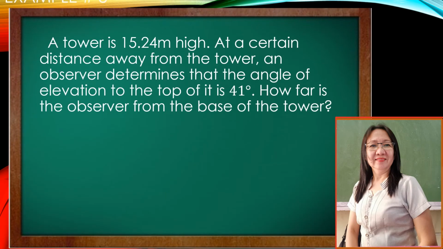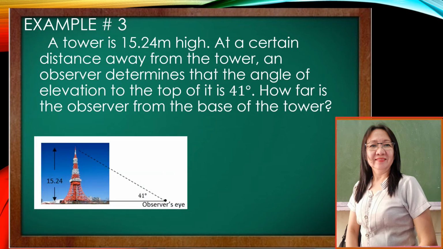Now let us have our example number 3. A tower is 15.24 meters high. At a certain distance away from the tower, an observer determines that the angle of elevation to the top of it is 41 degrees. How far is the observer from the base of the tower?